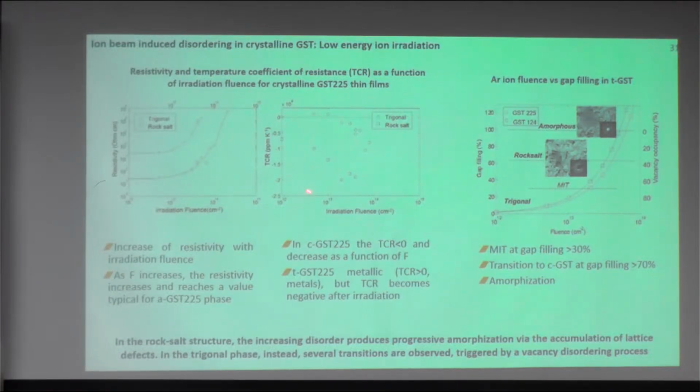But the rock salt structure, the FCC structure, stays the same during these fluences. So here the TCR does not change. It always stays smaller than 0, and we know that this phase behaves like an insulator. And the TCR of the trigonal phase changes from a positive value to a negative value.